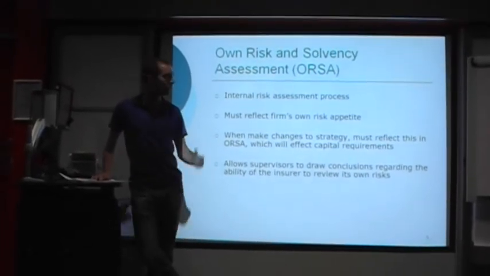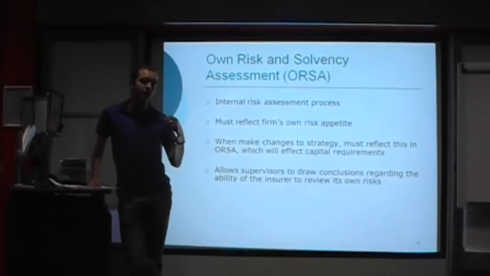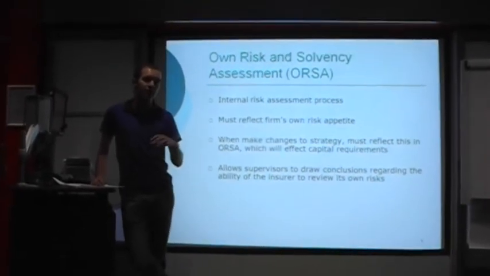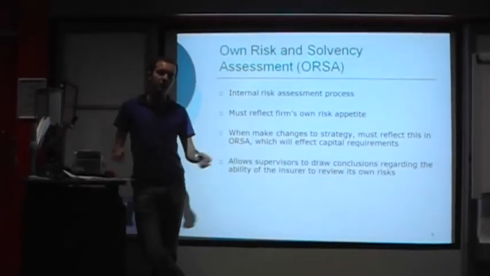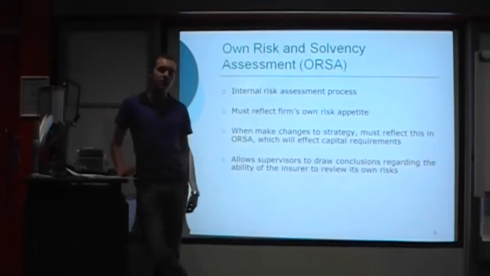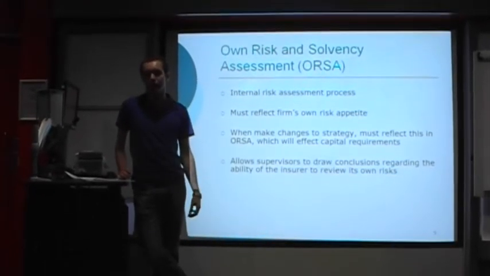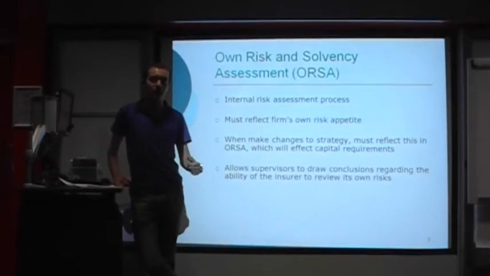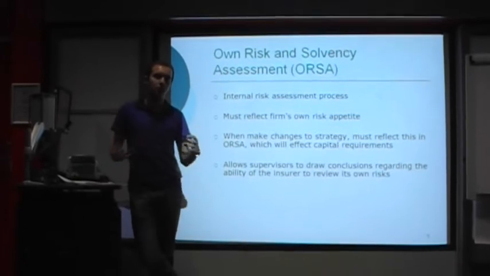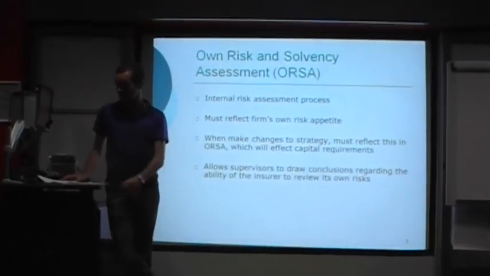The assessment must take into account the firm's current strategy. So if the strategy was to change and they were taking on different kinds of risks, then they need to reflect that in their own risk and solvency assessment, and report this to the regulators. Basically, this is a way of the regulators making sure that the insurance companies are on top of the risk they're taking on, and they're aware of what's going on within their business.